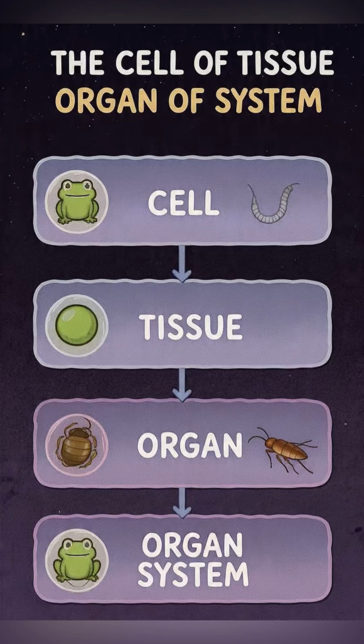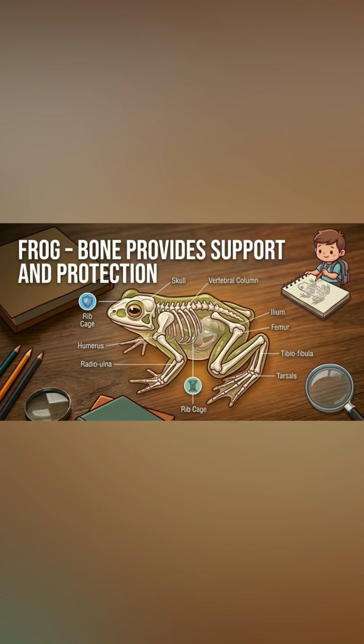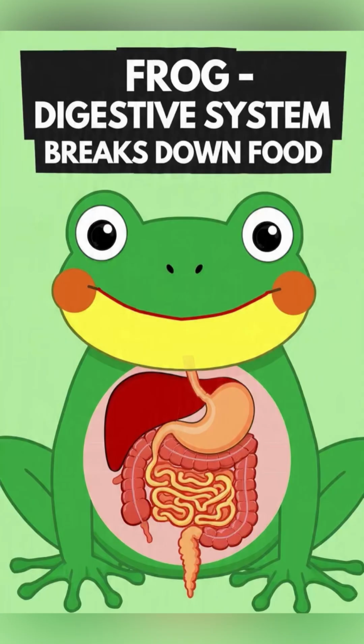Bone and cartilage. Bone, support and protection. Cartilage, flexible support, showing the mechanical support in vertebrates. Structural organization and organ systems. Hierarchy: cell, tissue, organ and organ system, introducing levels of organization.